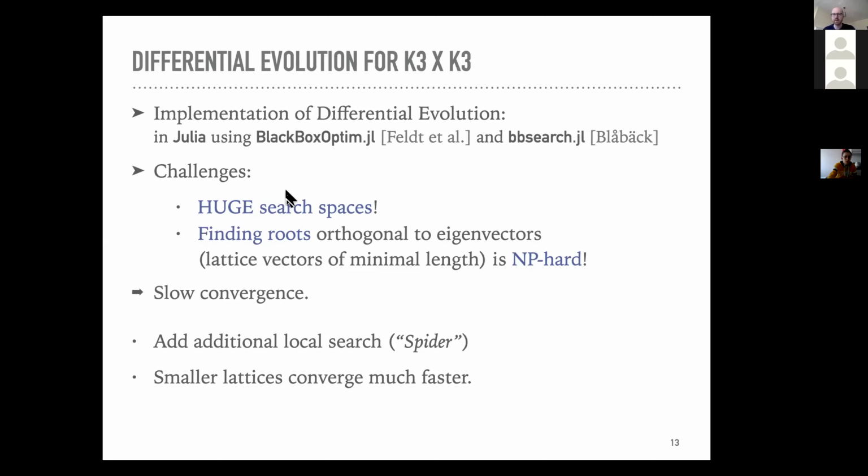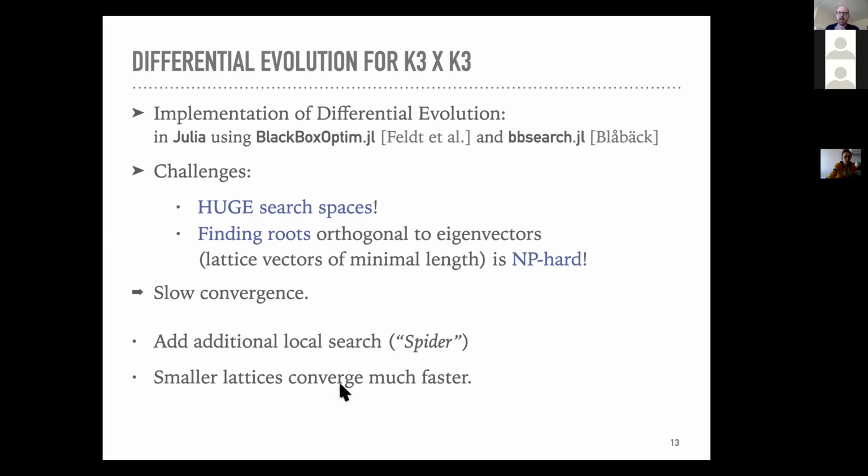The first challenge is that the search space is actually really large. It's a huge search space. And the second problem is that finding roots orthogonal to eigenvectors is in itself an NP-hard problem. One could probably talk a lot just about this problem. So altogether, this converged rather slowly, and we used an additional local search around the minima which we found, which we call the spider algorithm. But I do not want to talk about this now.